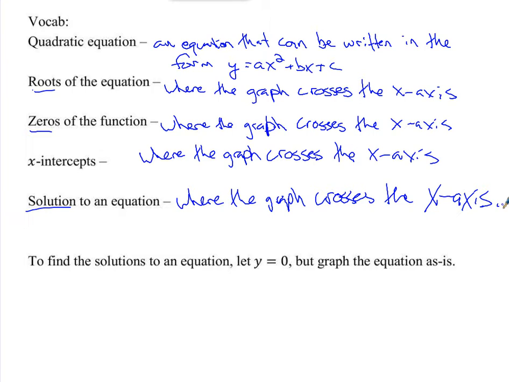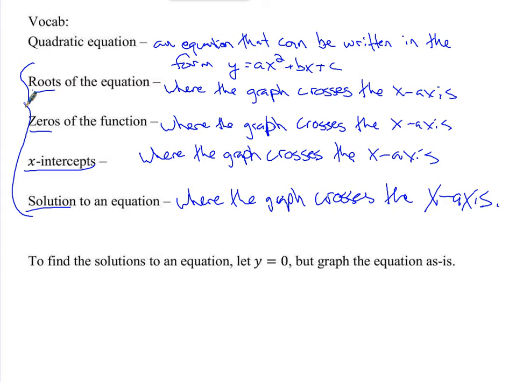In other words, these four things right here are exactly the same thing. All of them mean the same thing. Where does the graph cross the x-axis? If I ask you to find the zeros, or if I ask you to find the roots, or if I ask you to find the x-intercepts, or if I say what are the solutions to this equation, all of them mean the same thing. Find where the graph crosses the x-axis. That's it.